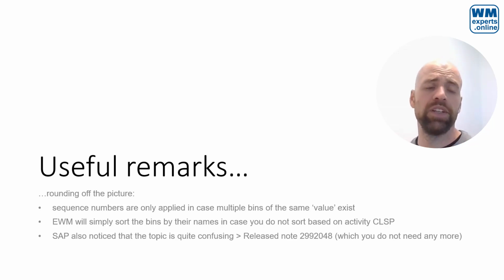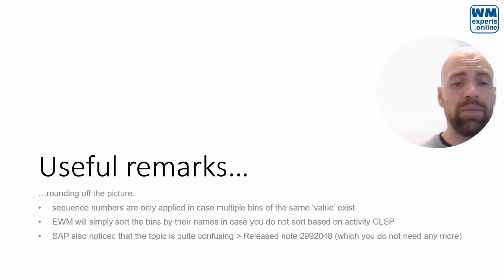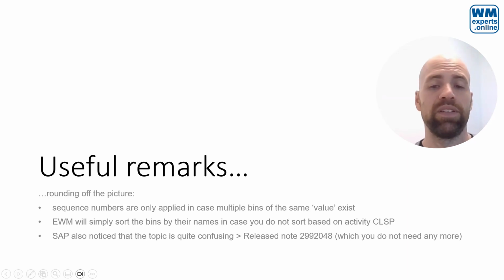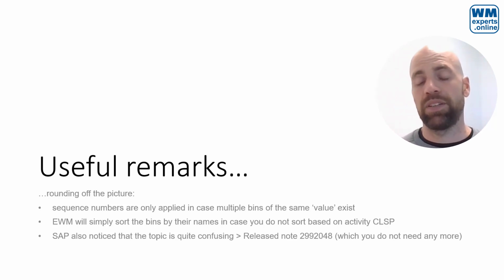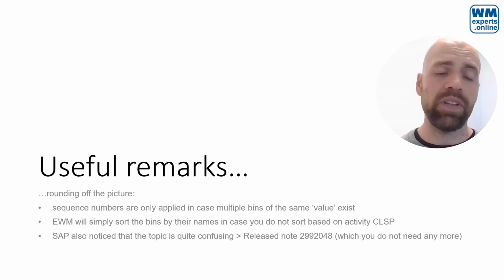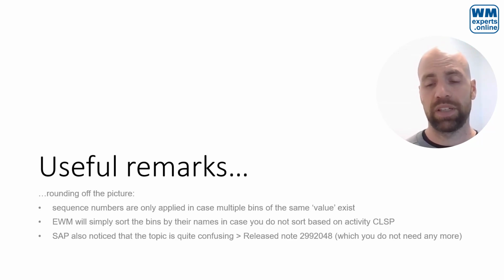Second point I would like to mention here is that EWM will indeed sort the bins in case you do not define any activity, any sorting for the CLSP activity at all. So you can still do put-away even if you do not do the customizing that I mentioned before, and EWM will just sort the bins based on their names in an ascending way, I think, and you can still execute the put-away.